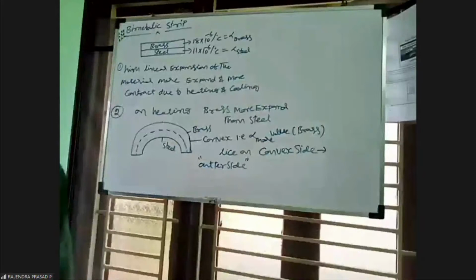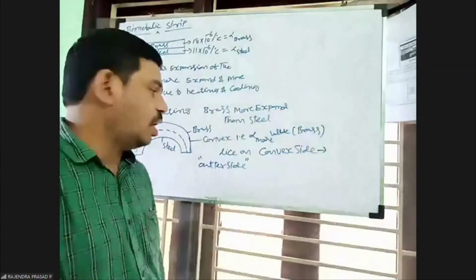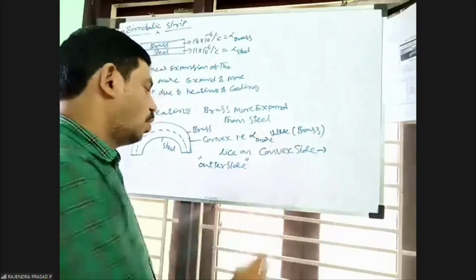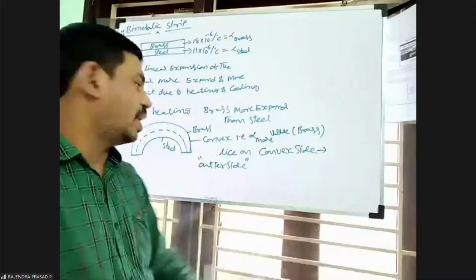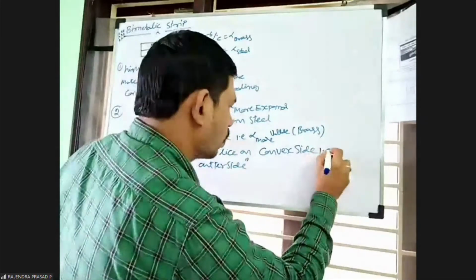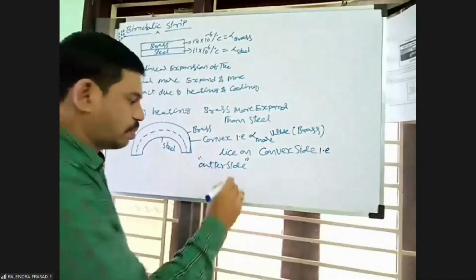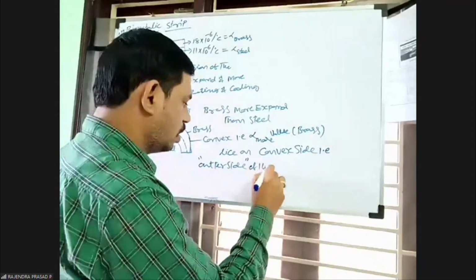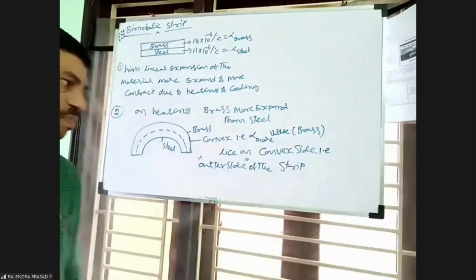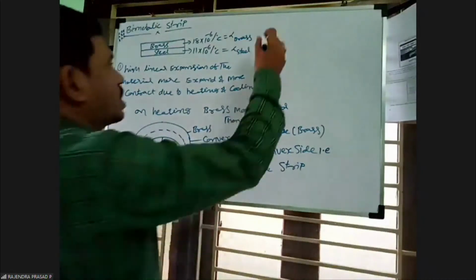On heating, brass expands more than steel. So the higher alpha value lies on the convex side, and the convex side is the outer side, outer side of the steel in the bimetallic strip.